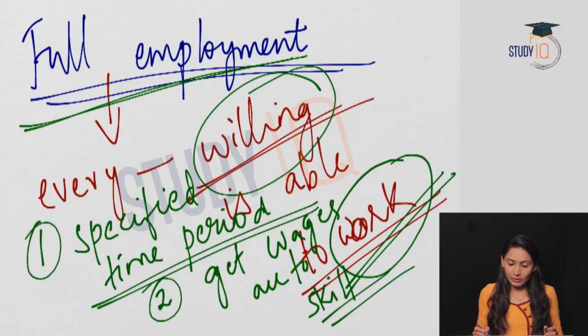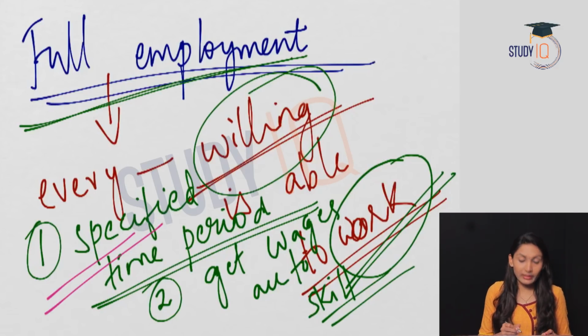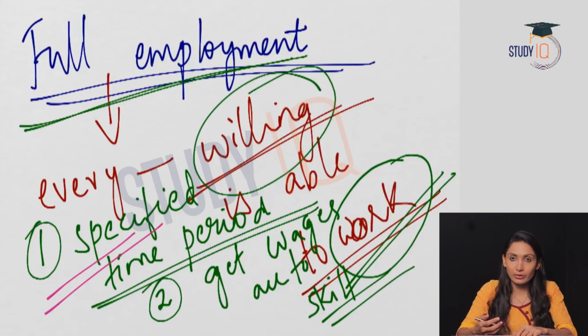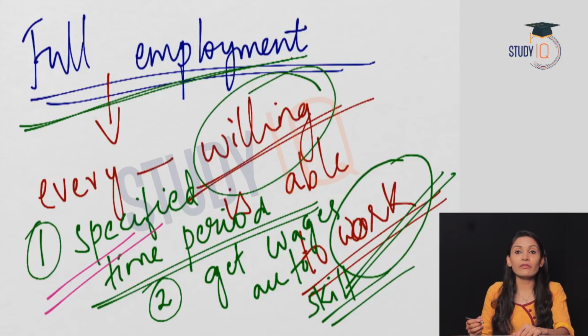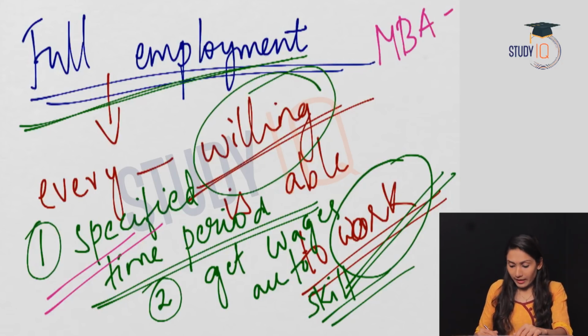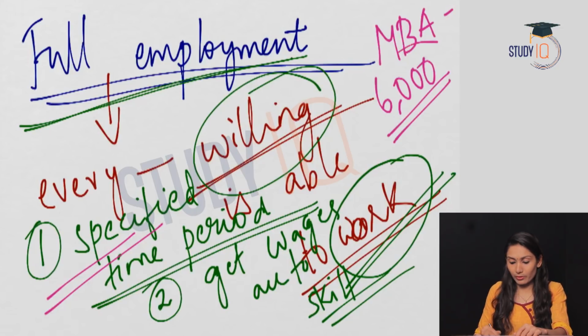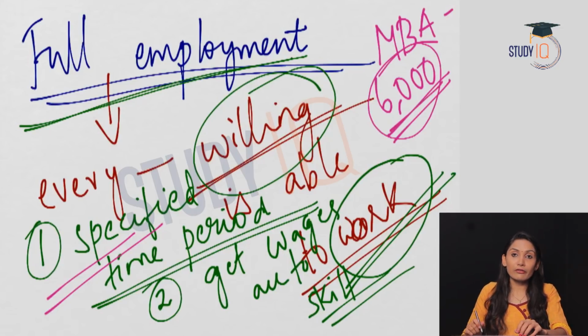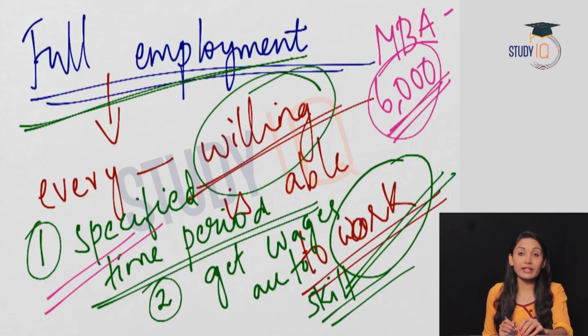If a person finds employment for only 2 or 3 months in a year, but he is willing to work for the entire year, we cannot say that he is fully employed. Then the second one, he should get wages according to the skills he has. So if an MBA graduate earns only 6,000 rupees per month and that wage is not in proportion to his skills, we cannot say that he is fully employed. So these are the two conditions to satisfy full employment in the economy.